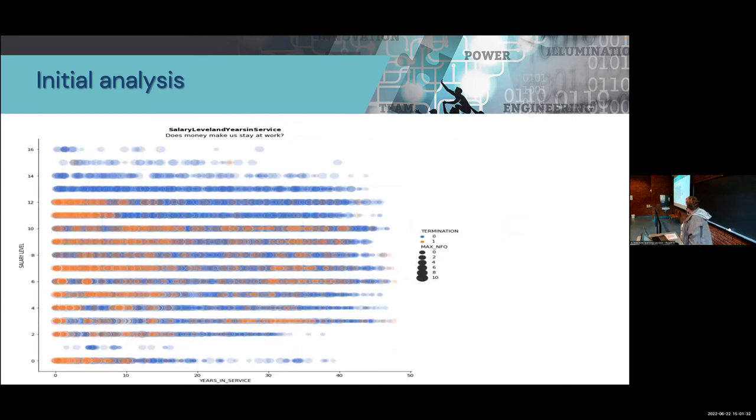This graph explores the years that people have been an employee of the service, and we wanted to know if money is a factor in making people stay. The education level is the size of the bubbles, and for the lower salaries, a lot of them are leaving earlier, below 10 years of service, while the longer you stay and the higher the salary you earn, the longer you are actually staying.